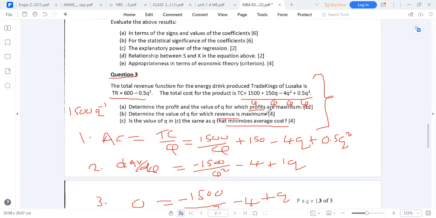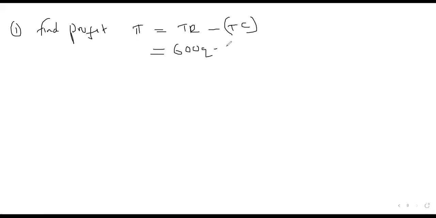So how do we maximize revenue? How do we maximize profit? What is the first step? Find the profit, number 1. What's the formula for the profit? TR minus what? TC in brackets. Okay, our TR is what? 600Q minus 0.5Q squared. And our TC was given by 1,500 plus 150Q minus 4Q squared, then plus 0.5Q3.